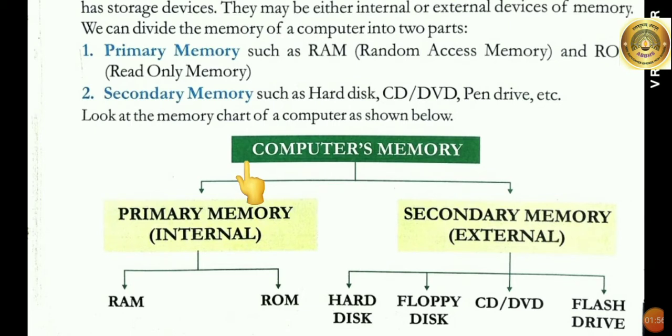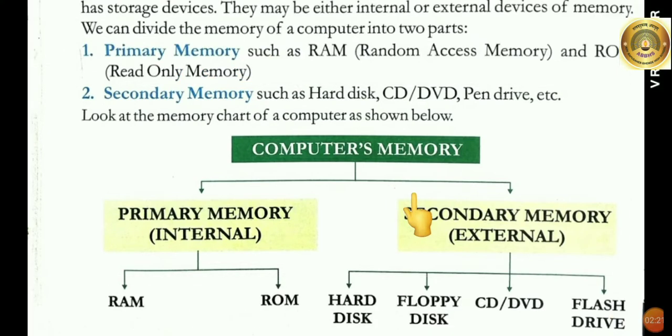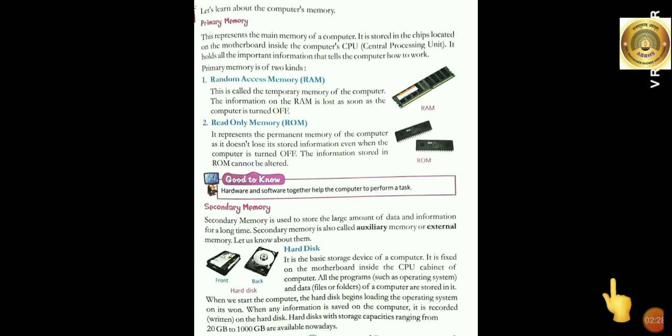So this is a chart of computer's memory. First is primary memory. This is the internal memory. That memory is having RAM and ROM. And next is secondary memory. This is an external memory. This is not included in the computer only. So this includes hard disk, floppy disk, CD, DVD and flash drive. Okay. Next page.